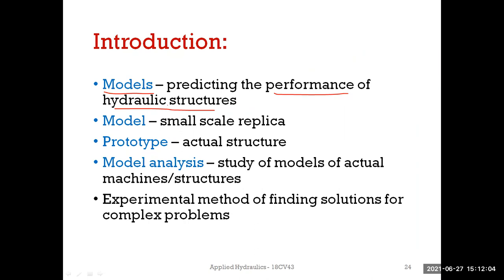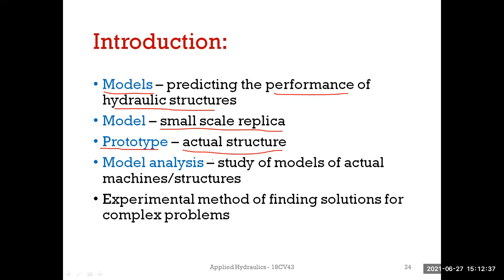Models are nothing but structures which are used to predict the performance of an actual hydraulic structure before constructing it. A model is a small scale replica of an actual structure, and the size of this model may be exactly equal to the actual structure, or it may be a smaller scale also. There is no particular restriction that the size of the model should be only smaller. And the prototype is nothing but the actual structure.